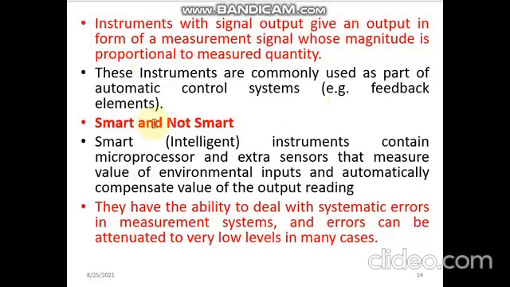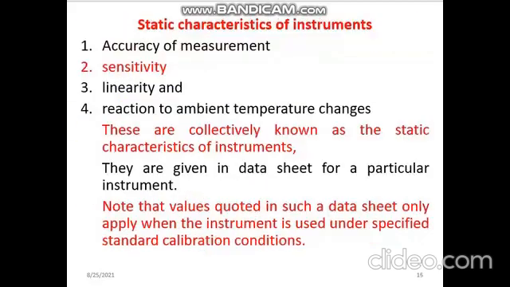Now we have another classification of measurement instruments, the smart and the non-smart. The smart or intelligent instruments have a microprocessor and extra sensors. The reason they are called smart is that they can detect any systematic error introduced by environmental factors or anything else, and they can produce a counter signal that will cancel the effect of that error. But the non-smart ones don't have that facility.